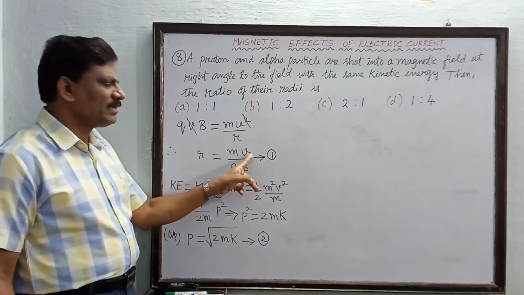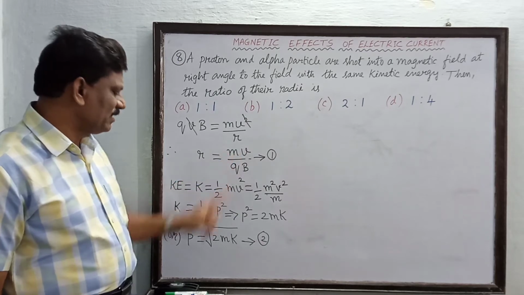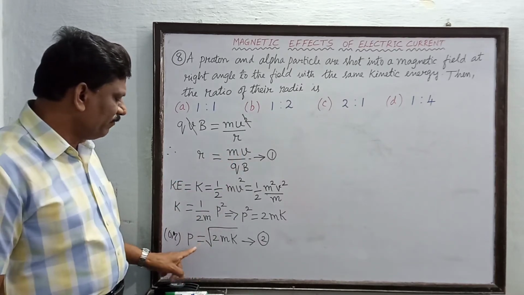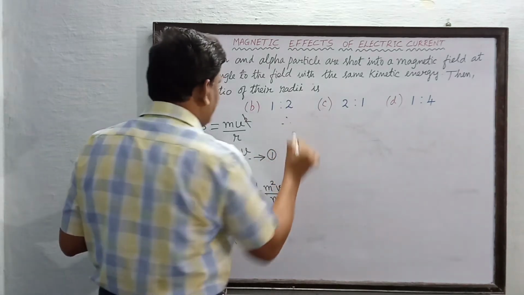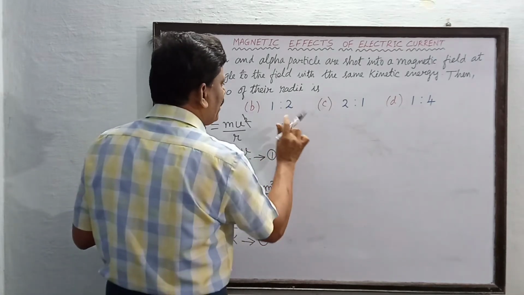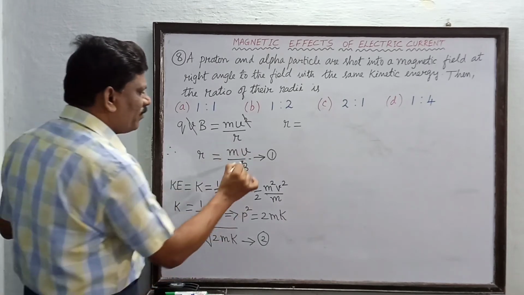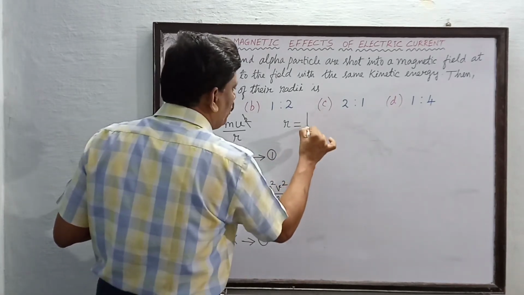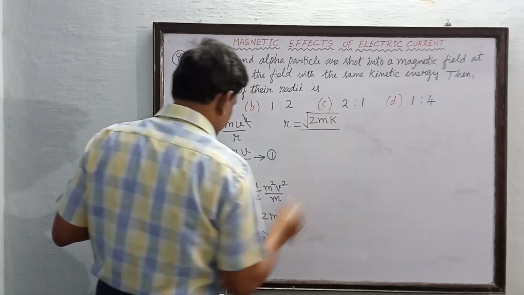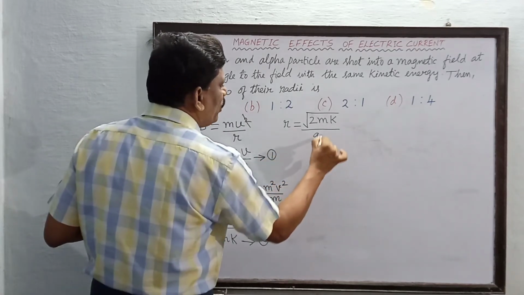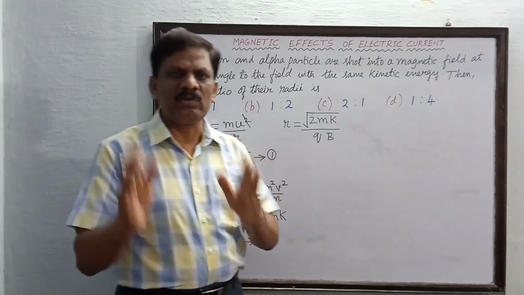Now in the first equation, mass into linear velocity is called linear momentum. So in place of this m into v, I can substitute this momentum. So mv is equal to square root of 2mK. Therefore, rewriting the first equation, the radius r is now equal to square root of 2m into kinetic energy K divided by q into B.